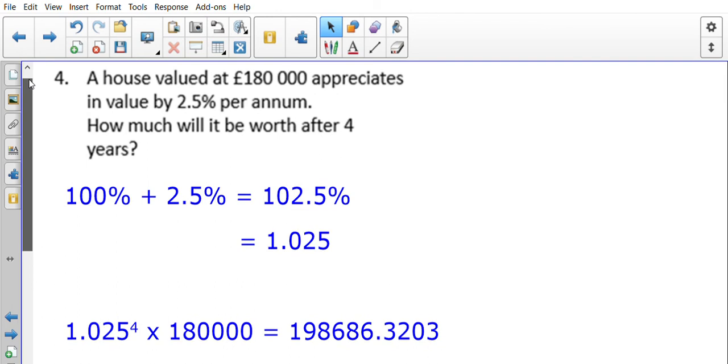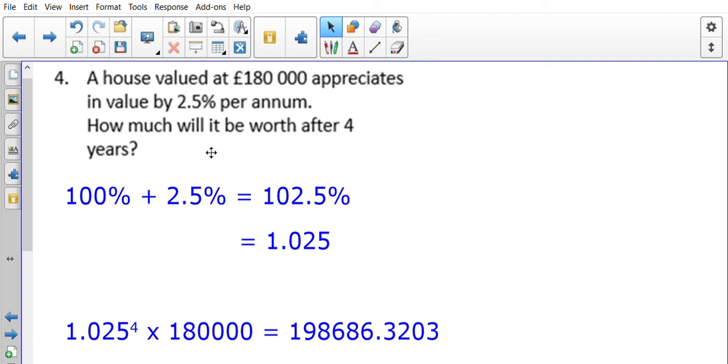The last question in the assignment: a house valued at £180,000 appreciates in value by 2.5% per annum. How much will it be worth after 4 years? So remember, this word appreciate means to increase in value, and it's 2.5% per annum. So increasing at 2.5%, so we add it on, giving us 102.5%. Dividing the percentage by 100 gives us our decimal multiplier of 1.025.